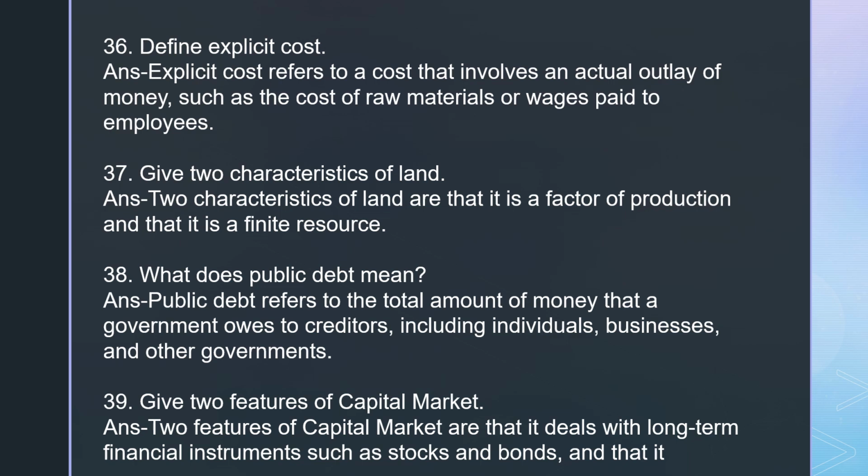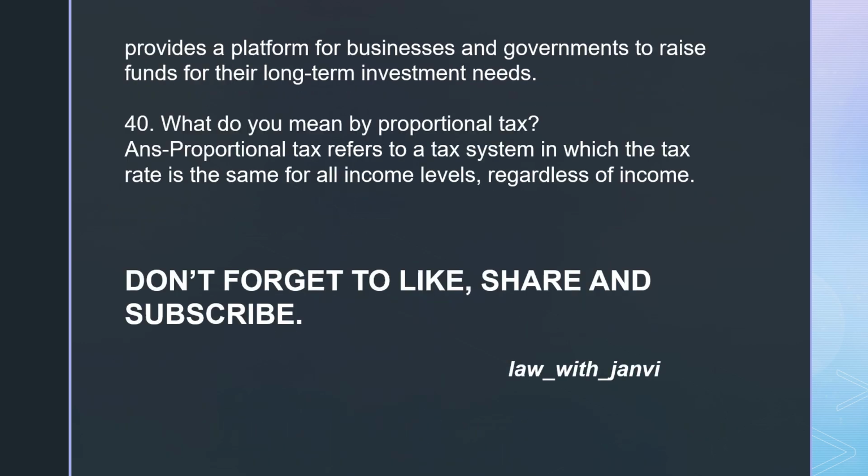38. What does public debt mean? Public debt refers to the total amount of money that a government owes to creditors, including individuals, businesses, and other governments. 39. Give two features of capital market. Two features of capital market are that it deals with long-term financial instruments such as stocks and bonds, and that it provides a platform for businesses and governments to raise funds for their long-term investment needs.